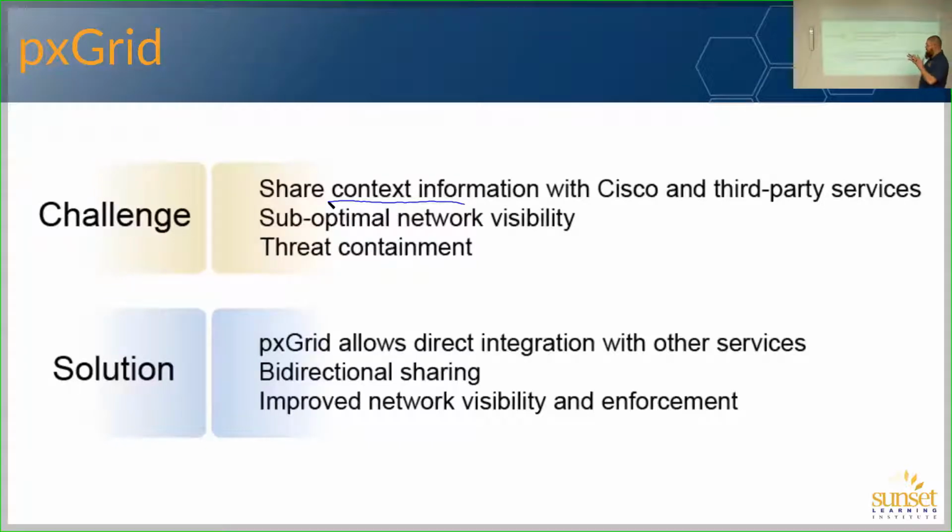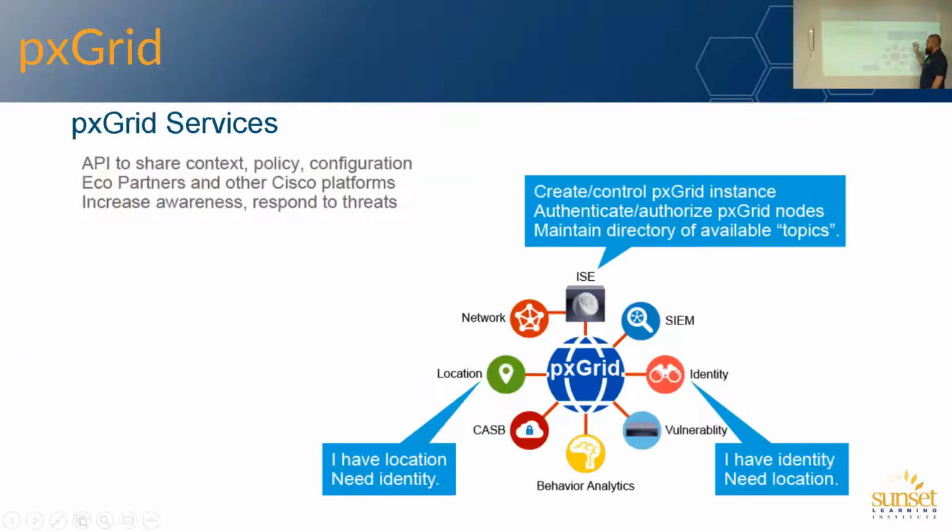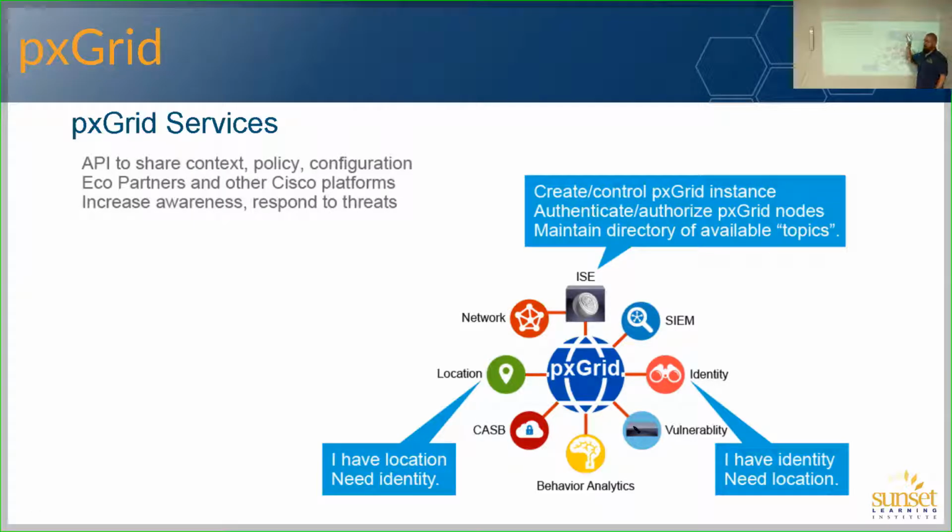So at its base level, pxGrid was primarily for just sharing context. That was really its big goal. This is the official Cisco definition: it's an API for sharing context, policy, and configuration, but pretty much with everybody. It's an open API, so it's really just for sharing all the intelligence, all the raw data our tools have. That way you're not limited to just what one device is aware of.